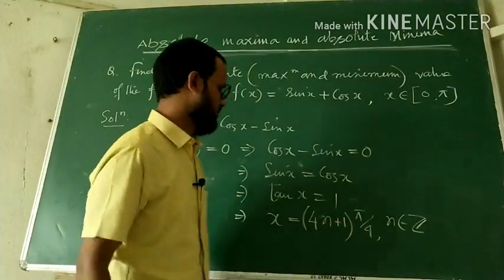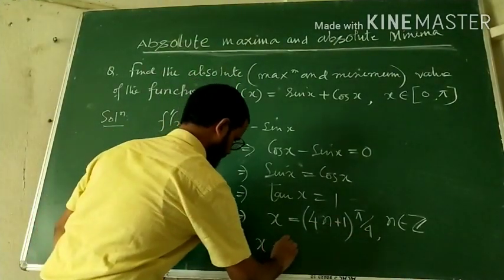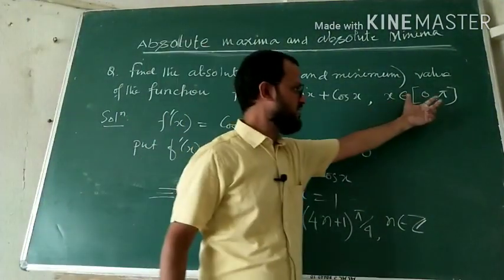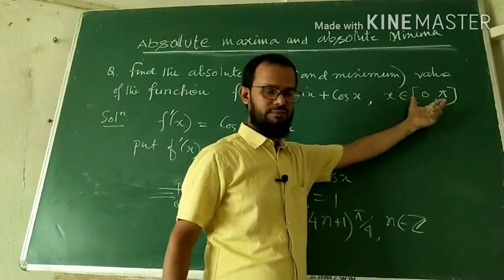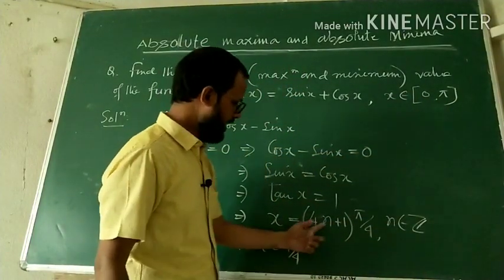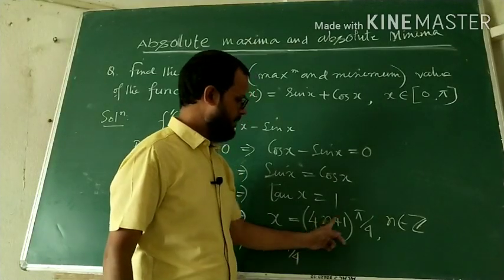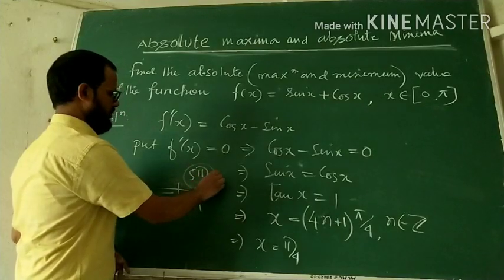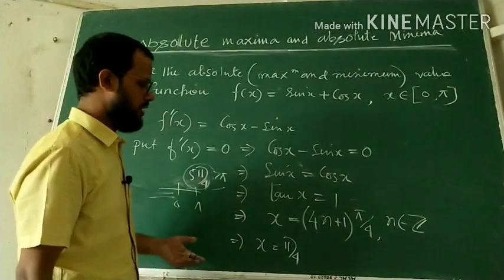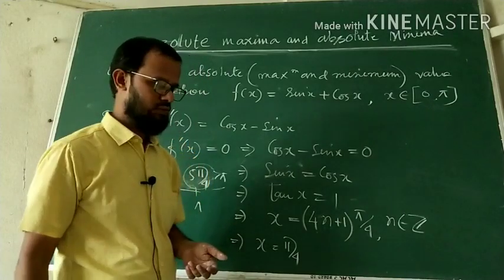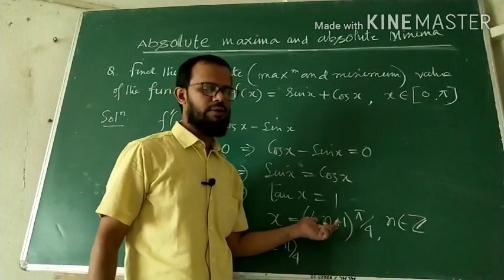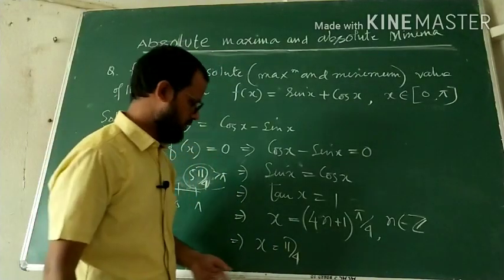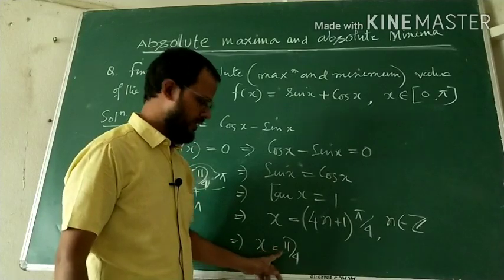Putting n equal to 0 here, what do we get? We get pi by 4. So you can write x equal to pi by 4, one value which is inside our closed interval. Now if you put n equal to 1, it will be 5 pi by 4, which is greater than pi. So we are not taking this value. For n equal to 1 the value is greater than pi, so for n equal to 2, 3, it will automatically be greater than pi. So the only critical point is x equal to pi by 4.